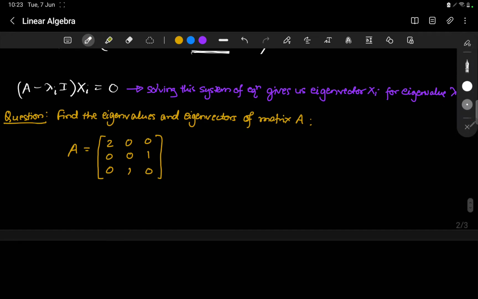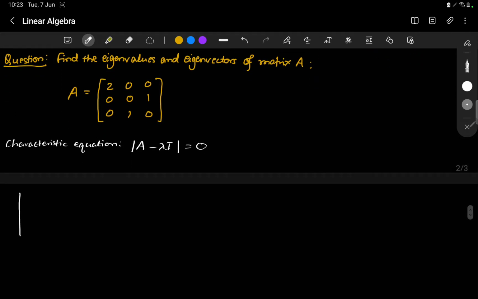We need to write down the characteristic equation. So the characteristic equation is given as follows, and for our case A minus lambda I would be as such. So this determinant needs to be equal to 0. So let us write the determinant.